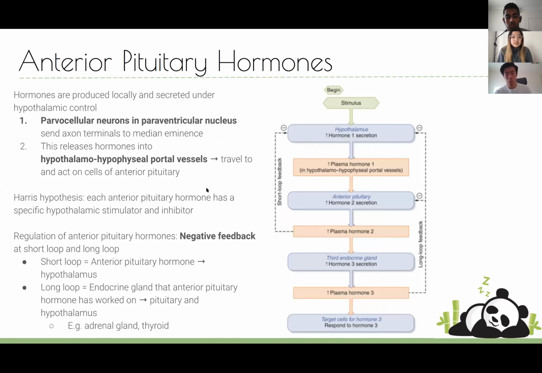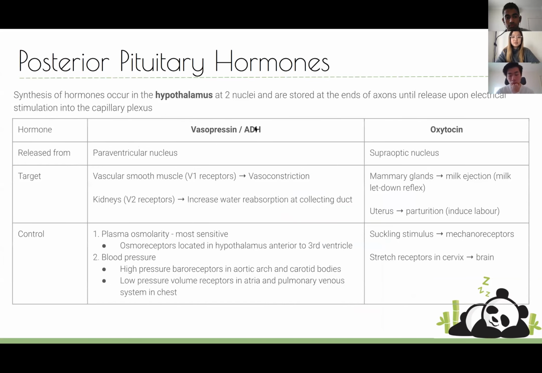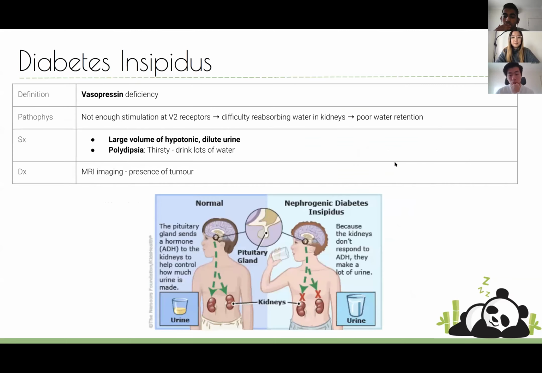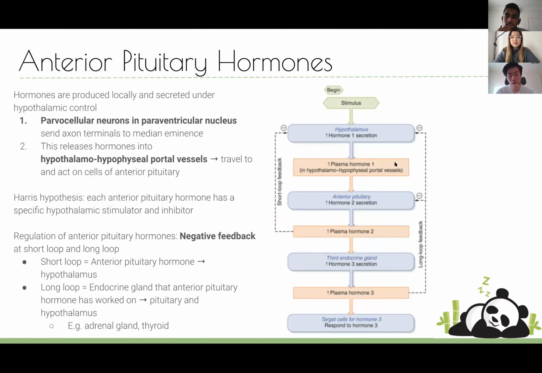The anterior pituitary is a little bit more complicated because the hormones are produced locally, but it's still under hypothalamic control. The parvocellular neurons in the paraventricular nucleus, the same nucleus as your vasopressin one, send axon terminals to the median eminence, and this releases the hormones into your vessels. Then the hormones in those vessels will trigger the anterior pituitary to release their own hormones. There's this Harris hypothesis in which each anterior pituitary hormone has a specific hypothalamic stimulator and inhibitor.